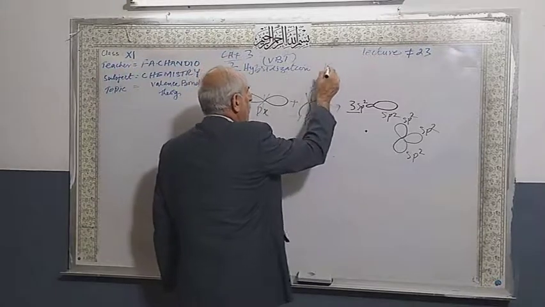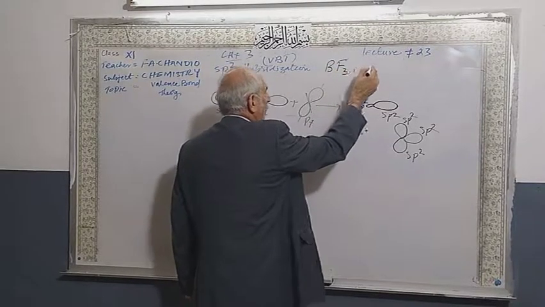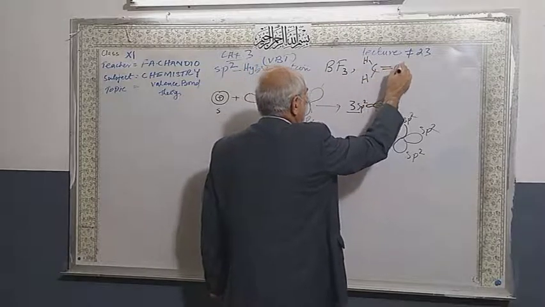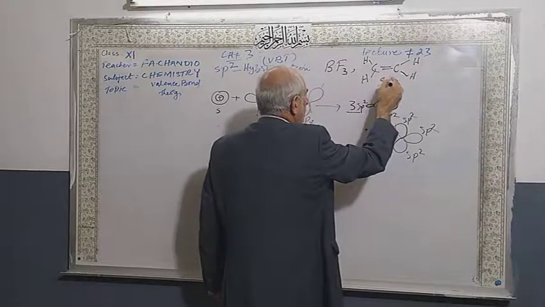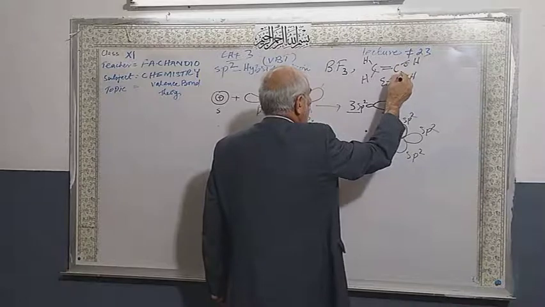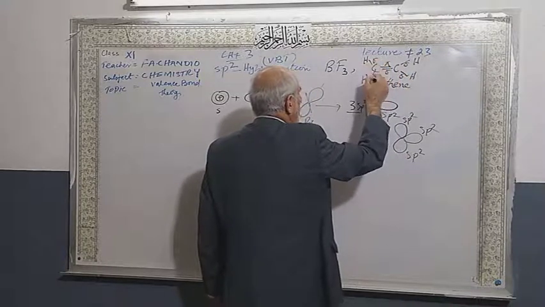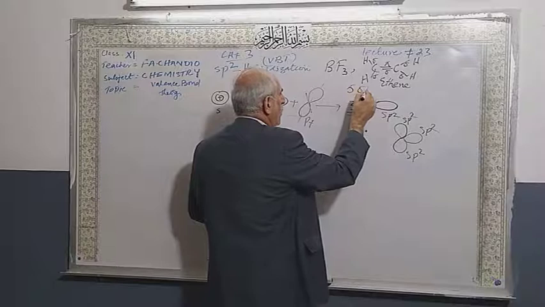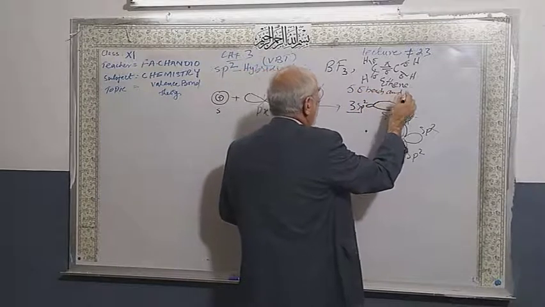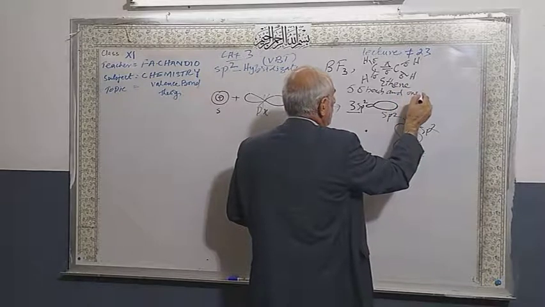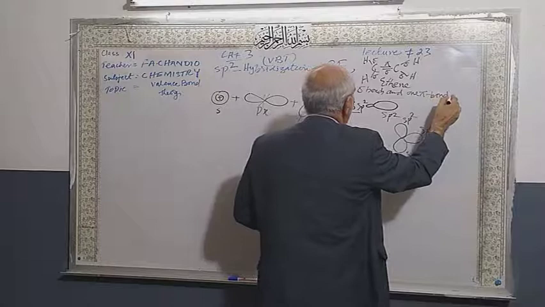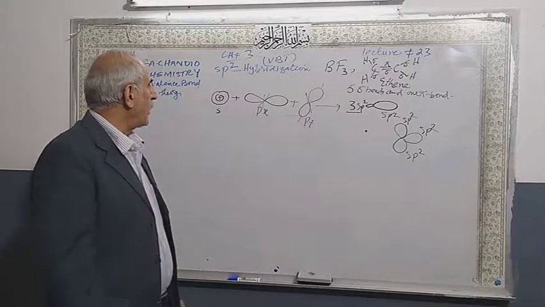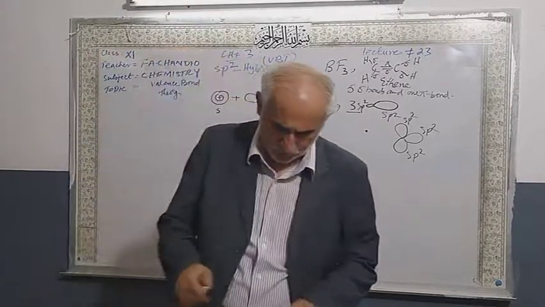There are 2 examples given in your book: boron trifluoride and ethene. Sigma bond, sigma bond, sigma bond, pi bond, sigma bond, sigma bond. 5 sigma bonds and 1 pi bond are going to be formed in ethene. Ethene and boron trifluoride give the sp2 hybridization approach.